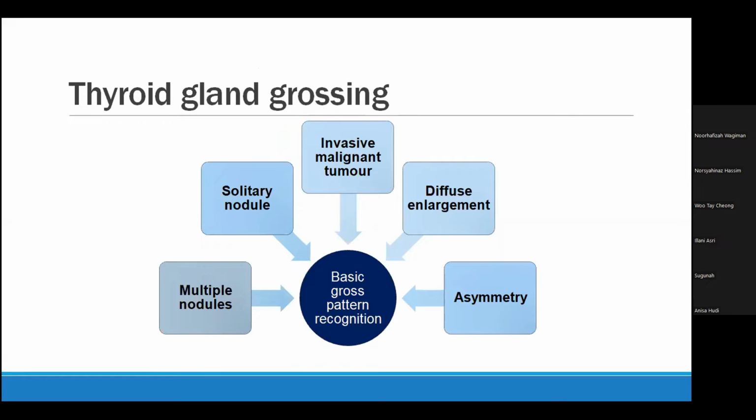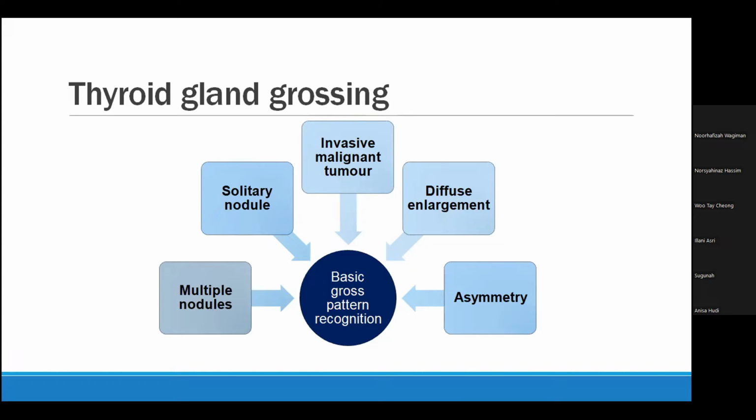Okay, all right. So in thyroid gland grossing, I have my basic approach, diagnosis. You can even come up with a gross diagnosis based on pattern recognition. Pattern recognition means, okay, does the gland contain multiple nodules or a single nodule? A single nodule, most of the time, is a solitary thyroid nodule. Or is it an invasive pattern? That means it's an irregular lesion.